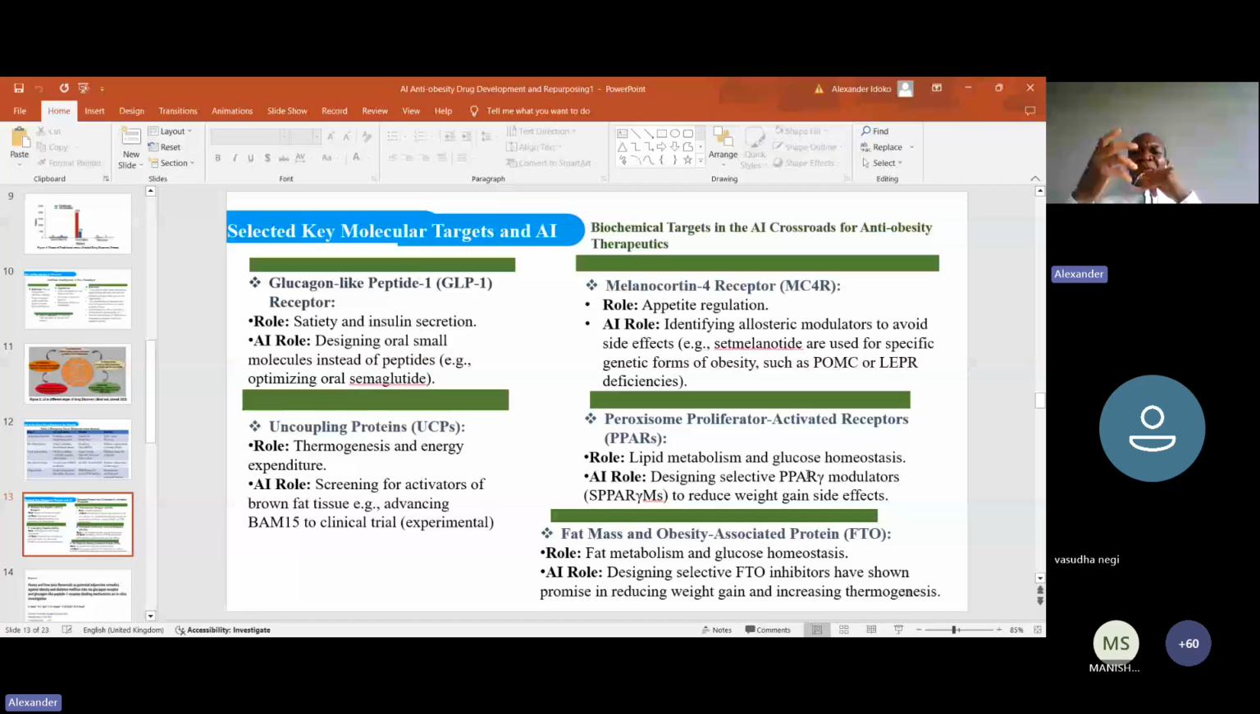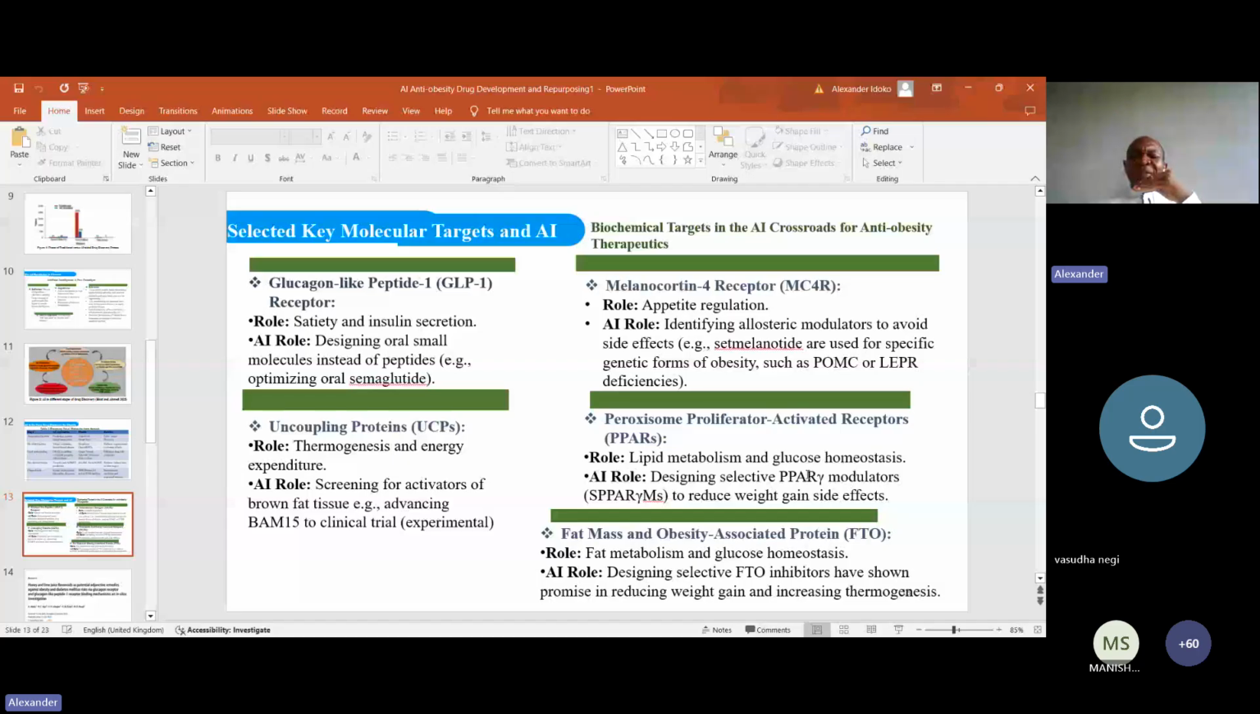Then how does AI come in? AI will enable the design of oral small molecules instead of the peptides. Peptides are bigger molecules. And this has been achieved on the drug semaglutide. It's already being used or probably has passed its clinical trial.